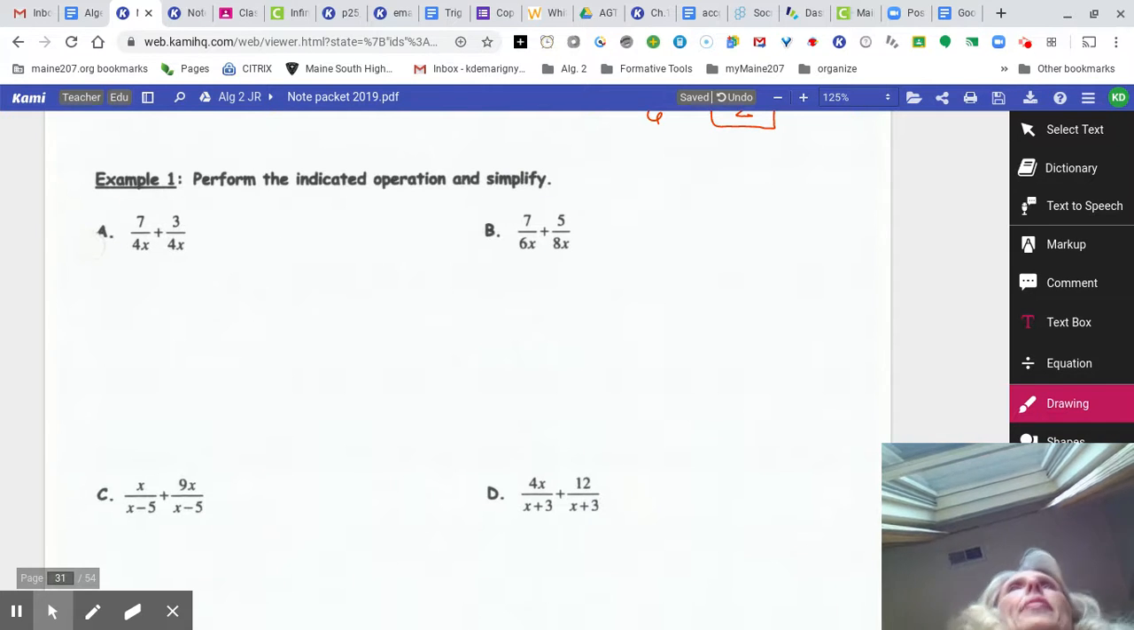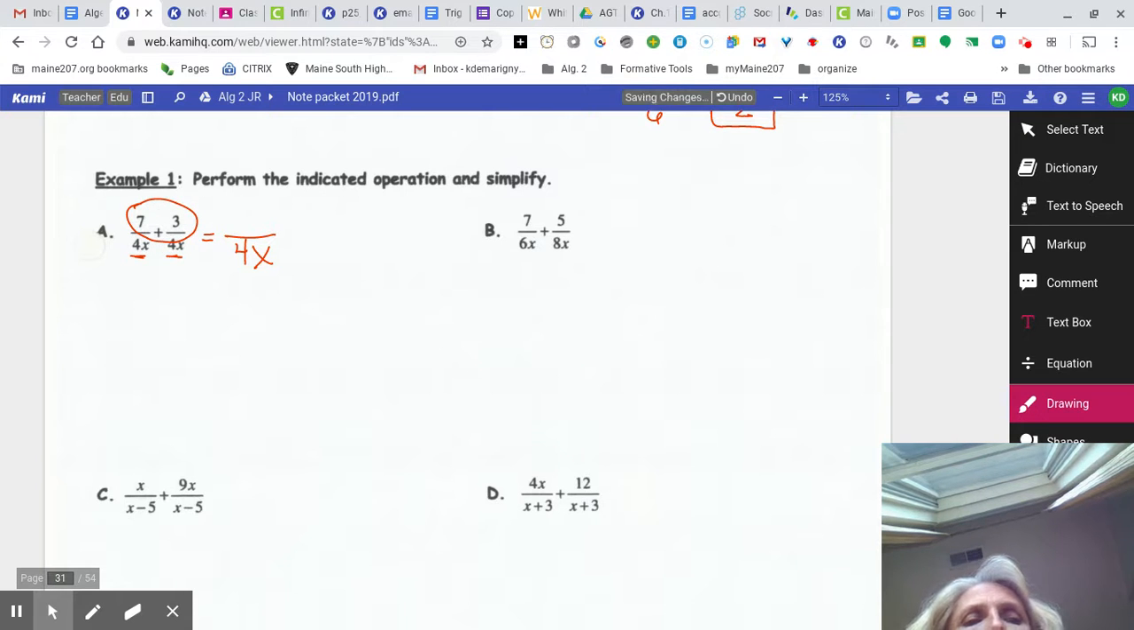In order for me to add them, I must have a common denominator. So when I look at these two fractions, 7 over 4x plus 3 over 4x, I see they already have common denominators. Now, by common denominators, that means exactly the same. So since they're already common, I'm going to bring over the 4 and the x, and then I'm going to do what it says at the top, 7 plus 3. And 7 plus 3 is 10.